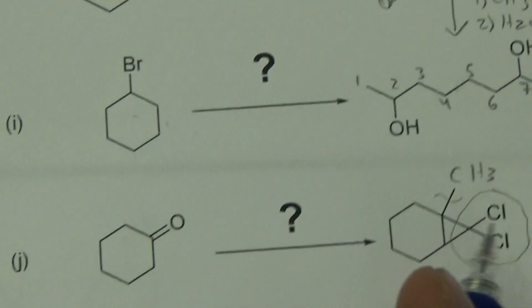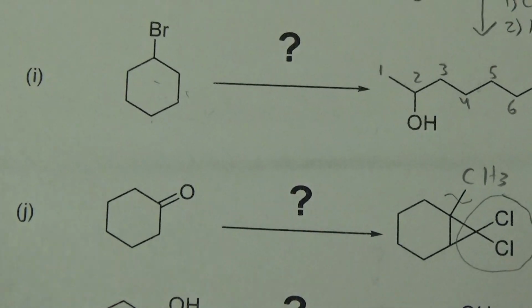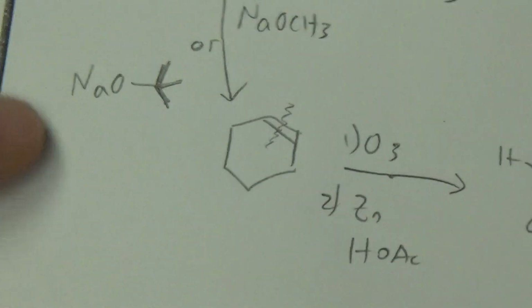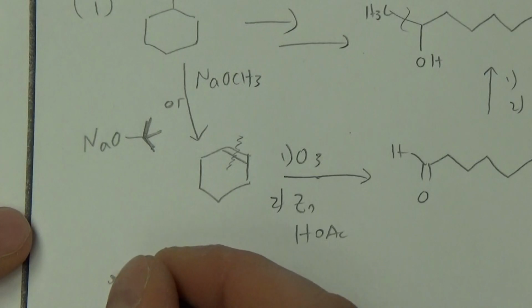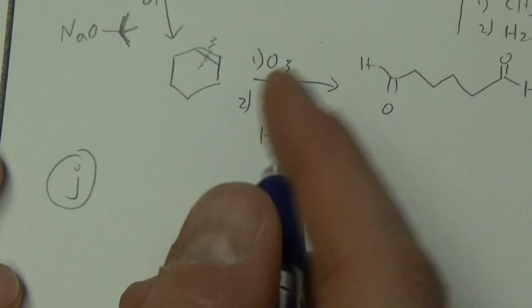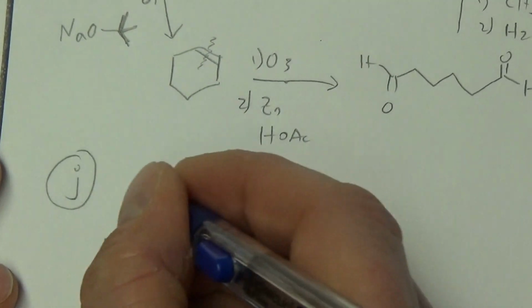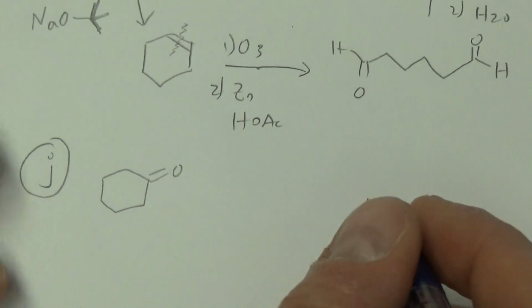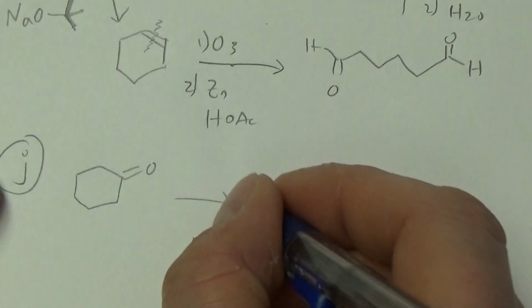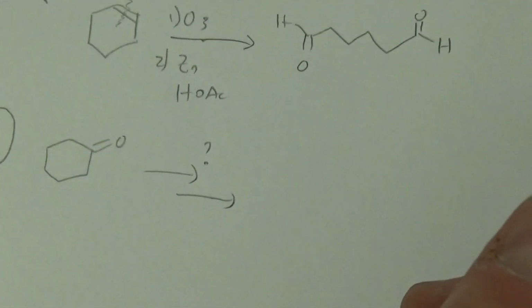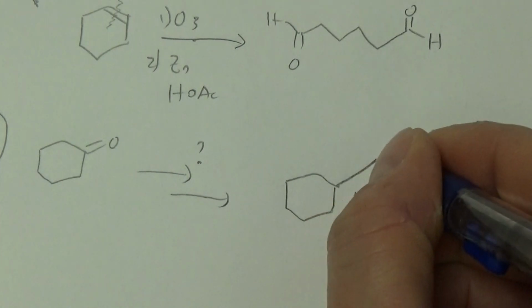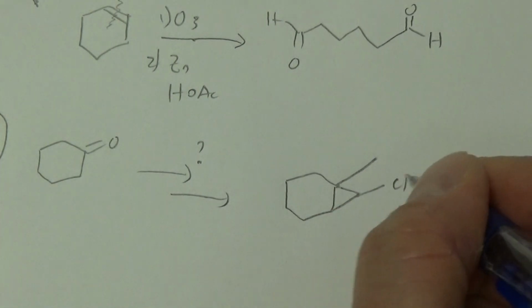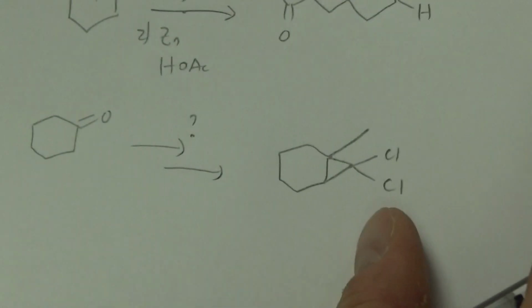So that's problem J. Okay, let's try it out. I'm going to redraw it on my paper. We're on to problem J, which is a ketone. Got some steps, and then we are making, apparently, a methyl and a cyclopropyl with the 2 chlorines on it, like that.